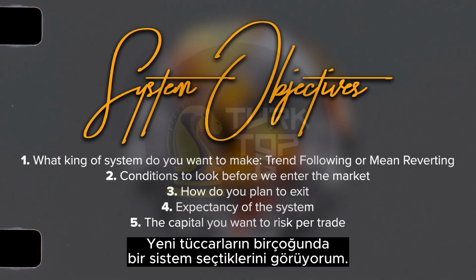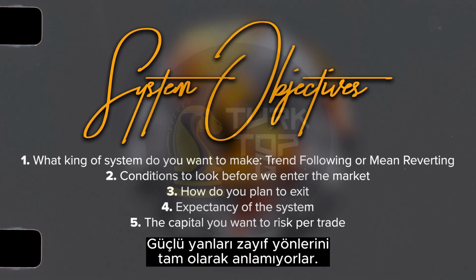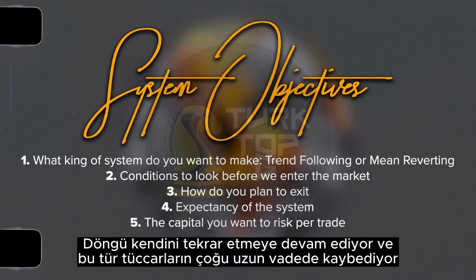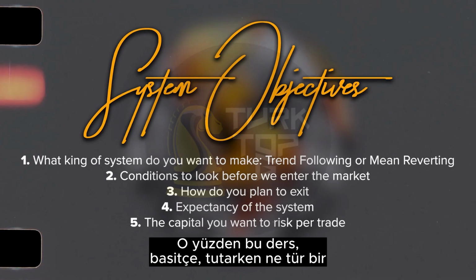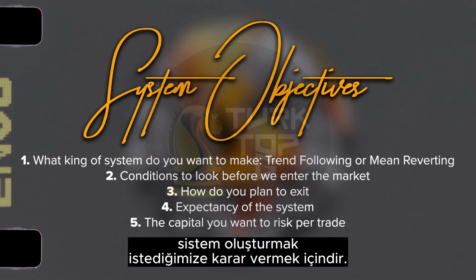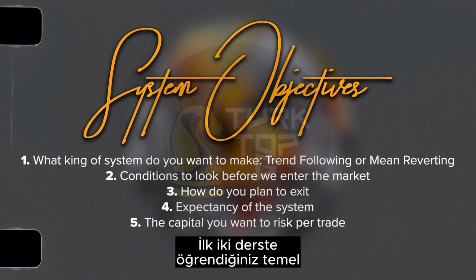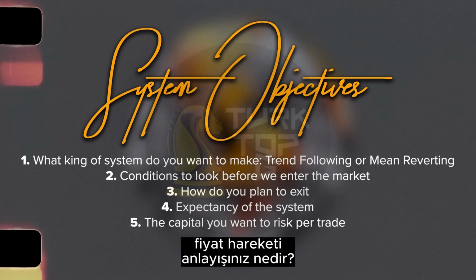The problem I see with many new traders is that they pick up a system, they don't fully understand it, its strengths, its weaknesses. They try it for a month or so, and if it doesn't work, they move to a new system. The cycle keeps repeating itself, and many such traders lose out over the long term. So this lesson is simply to decide what kind of system we want to create, keeping in mind our basic understanding of price movement, which we learned in the first two lessons.